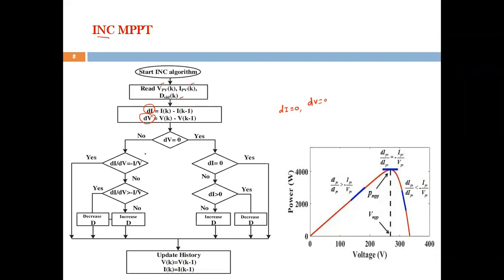Either increase the step. Here we consider the dI by dV ratio, which is nothing but the conductance value. If the conductance value is equal to minus I by V, then update the value. If not, then either decrease or increase the step values. So these are also the same concept. Based on incremental conductance, on the change in voltage and change in current, on the dI by dV values, whether it is greater than 0 or less than 0, based on that conductance value, we either increase or decrease, and this will happen.